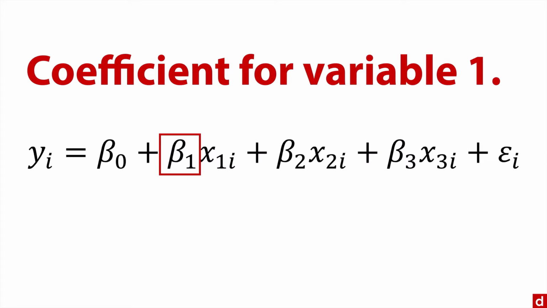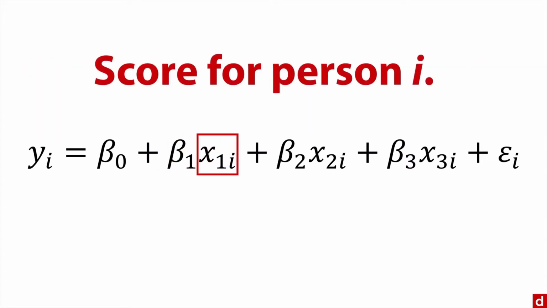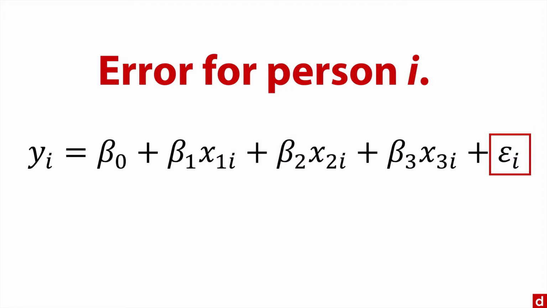And then we have variable 1, and then x1 means variable 1, and the I means it's the score on that variable for person I, whoever we're talking about. And then we do the same thing for variables 2 and 3, and then at the end, we have little epsilon here with an I for the error term for person I, which says how far off the prediction was from their actual score. Now I'm going to run through some of these procedures and we'll see how they can be applied to data science.